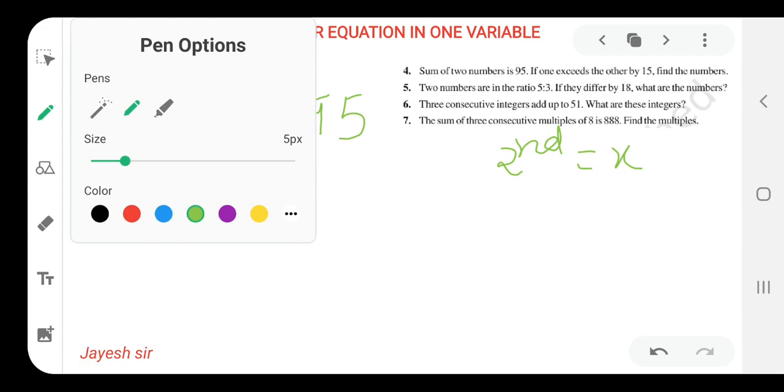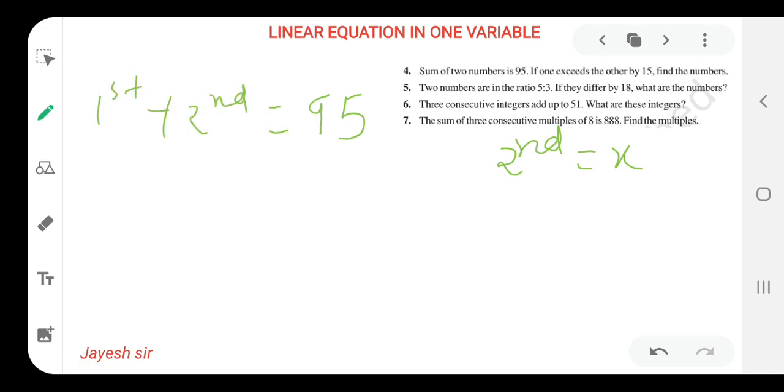Yes, friends. Now what we can do? After that, the second number is x, and the first number is 15 more than the second one. So the second number is x and the first number is 15 more, so we have added 15 over here. So now we have got both the values for the first number and second number, so let's put the values in our equation.